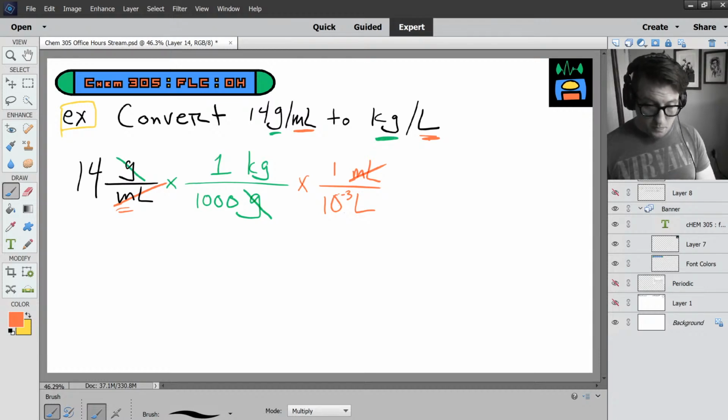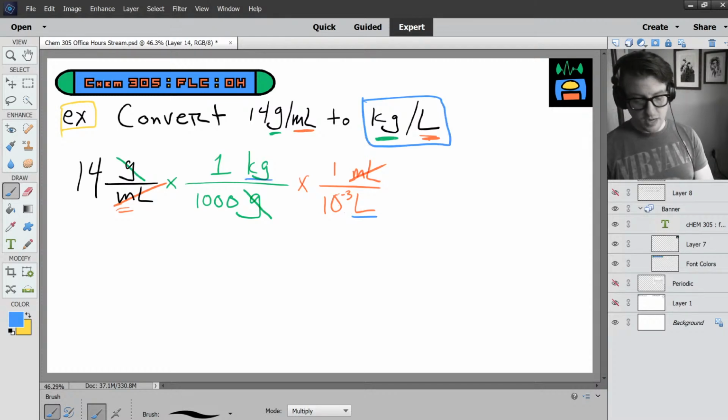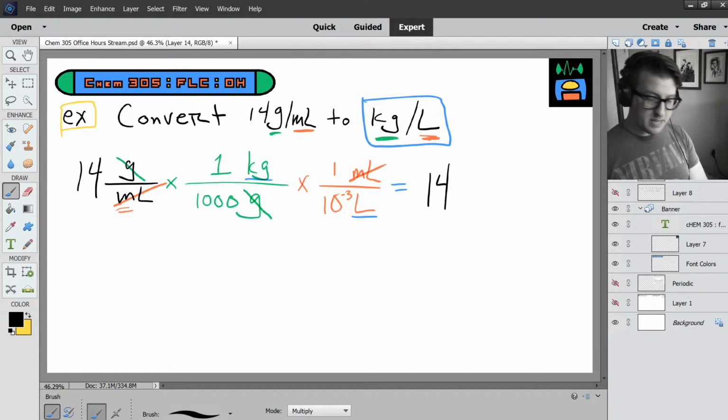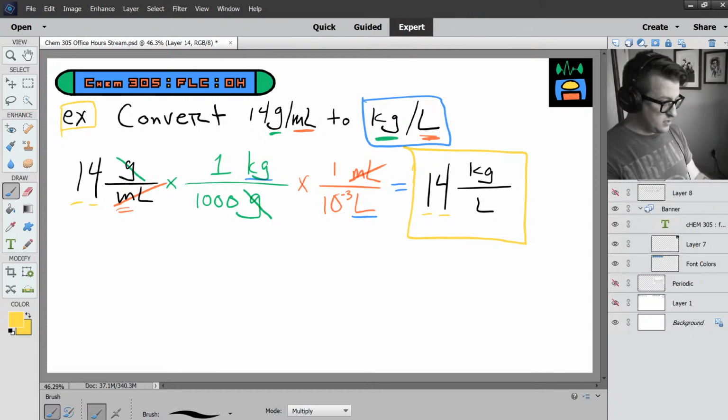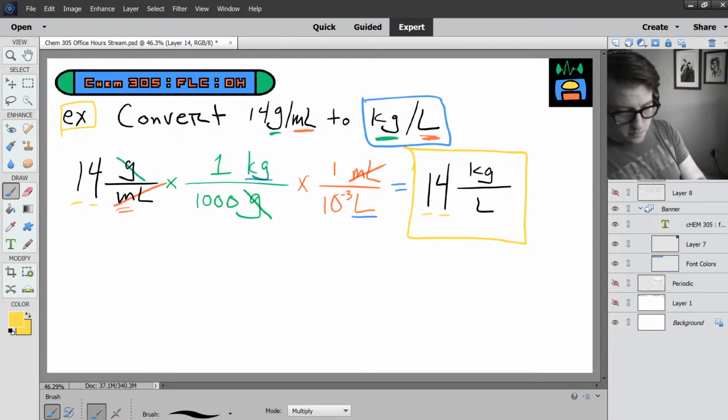You'll notice that as of right now, our units are liters in the denominator, kilograms in the numerator. So we're good to go. We have all the right unit conversions in place. Now we just multiply it through. My calculator is telling me that my answer is 14. 14 starts with 2 sig figs, we end with 2 sig figs, and our units here are kilograms per liter. So it turns out 14 grams per milliliter is 14 kilograms per liter.